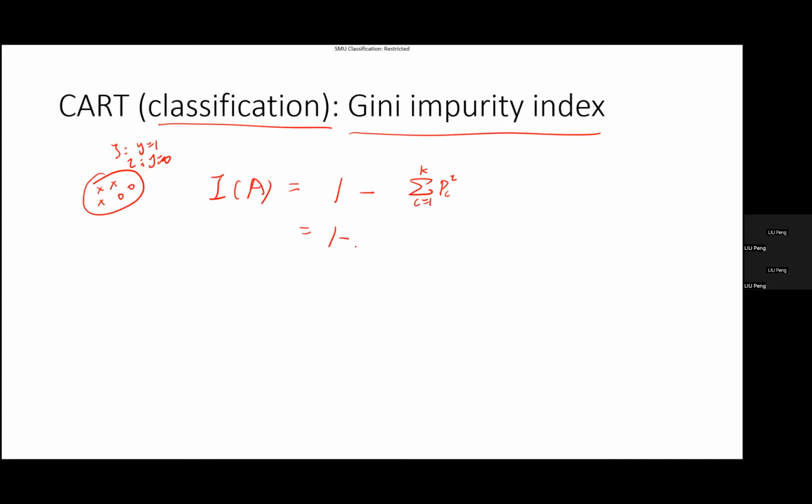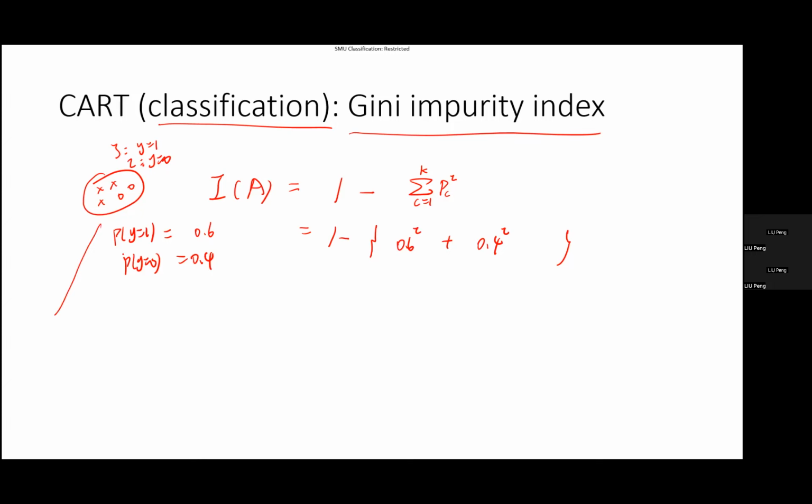In this case, it would be 1 minus the summation, where C equals 1, then the probability of y equals 1 in this case is 0.6, and the probability of y equals 0 is 0.4. So we just take each probability, square it, and add them up. This is how we do the calculation. That's the Gini index for a specific node, so that's for one node.